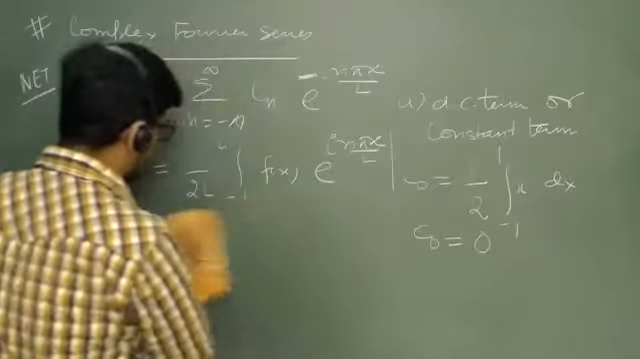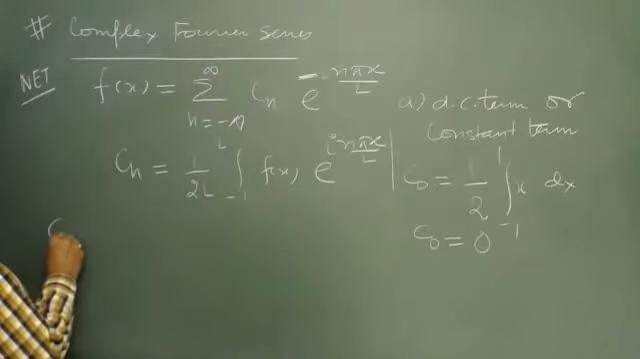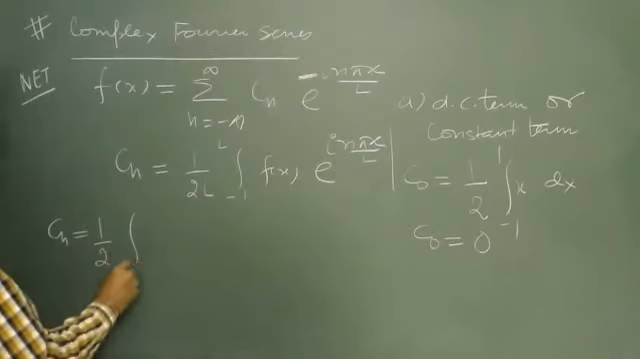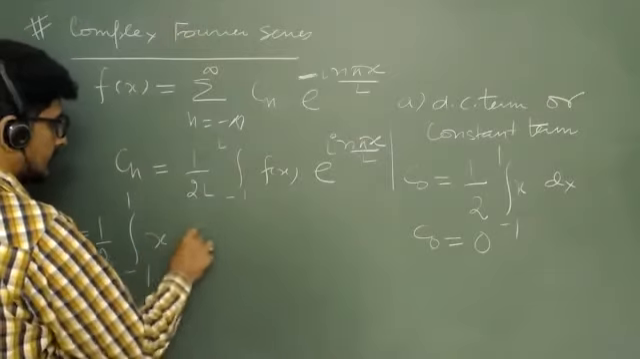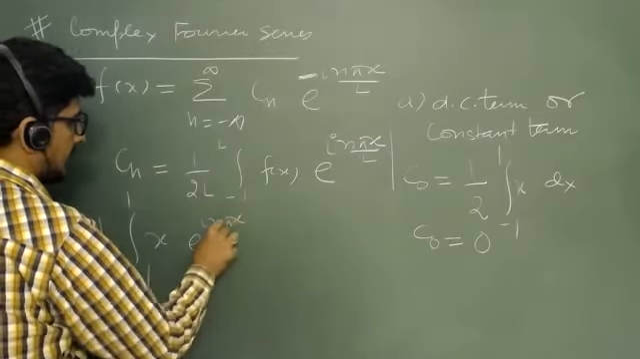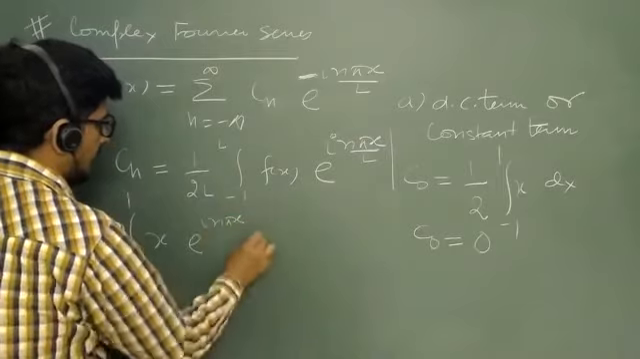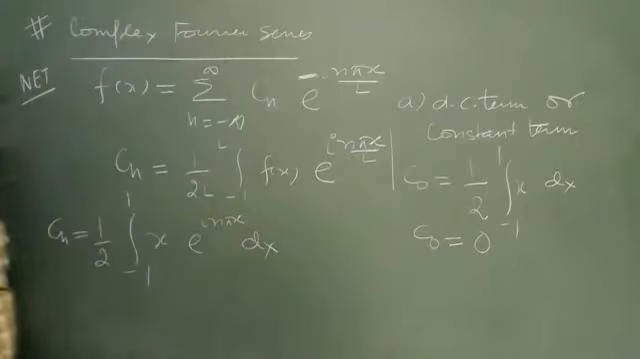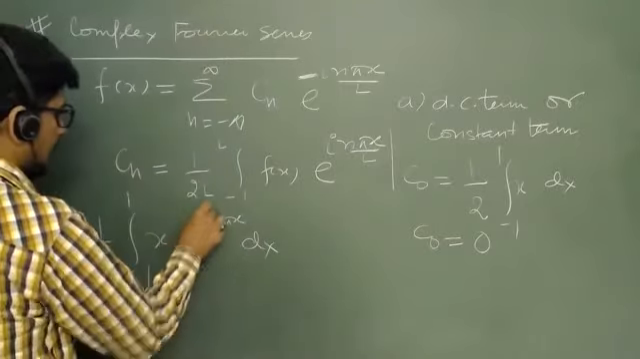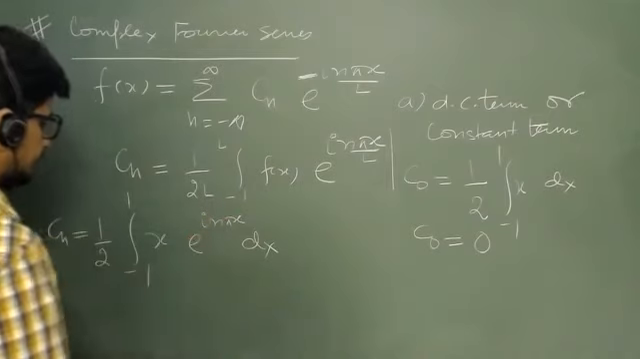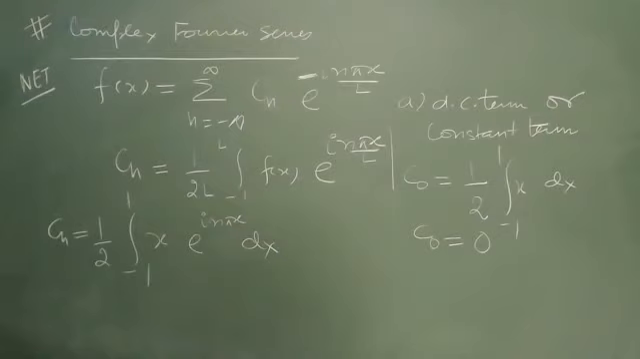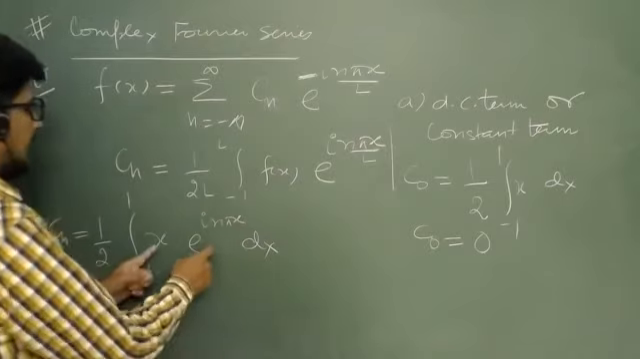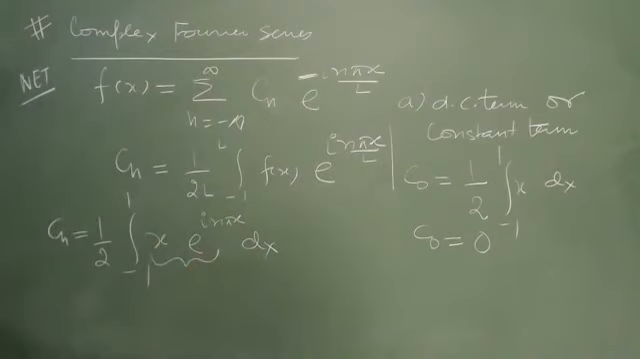0. And what will be the value of Cn? 1 by 2 integral -1 to 1 x e to the power I n pi x by L. L is 1 and dx. Correct? Bolo bhai. Is this okay? Yes, sir. तो ये function कैसा है? What is this product? Is it even or odd?